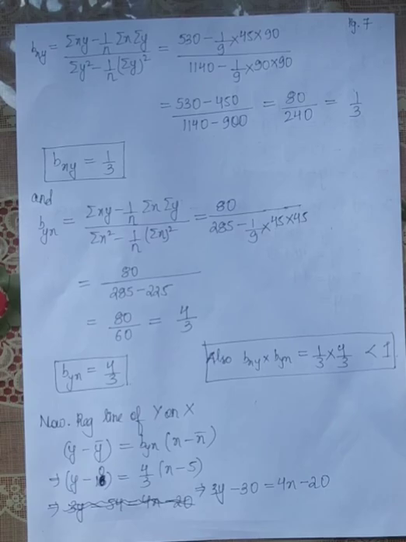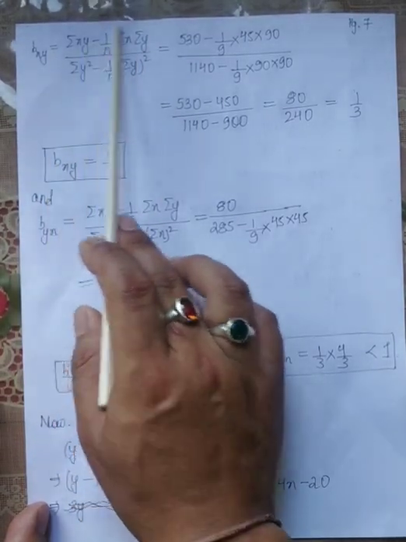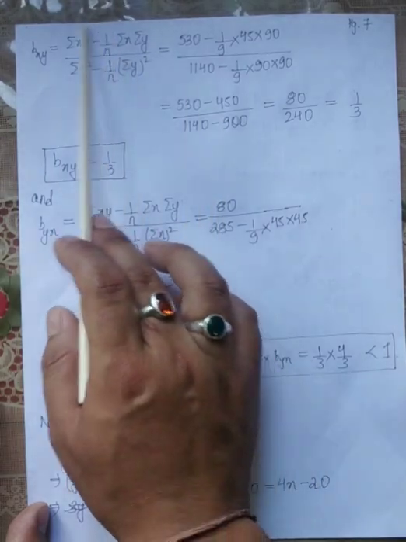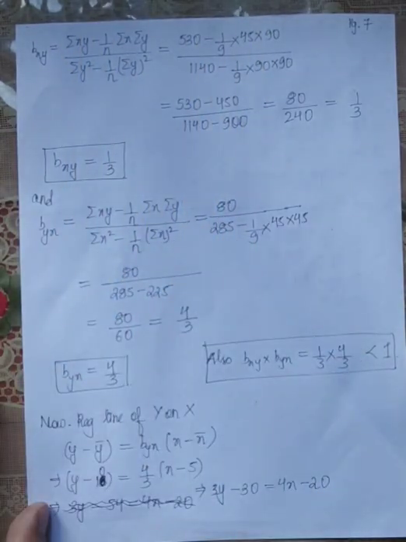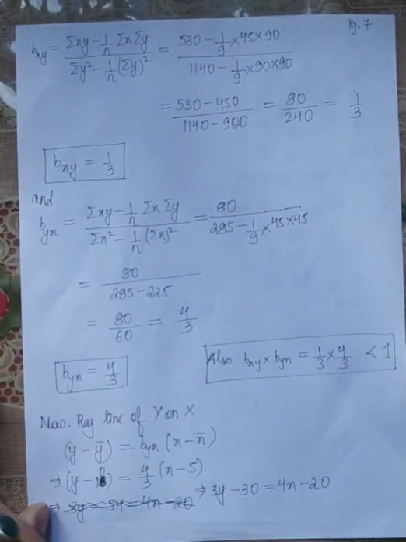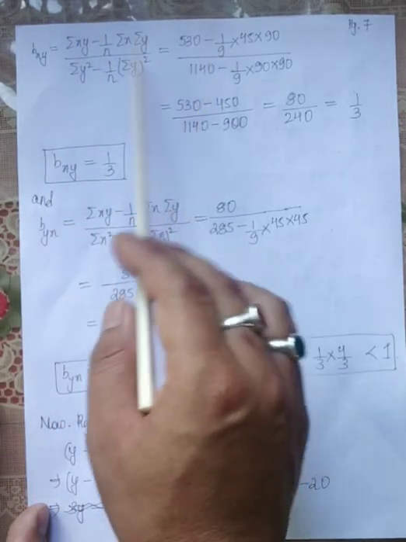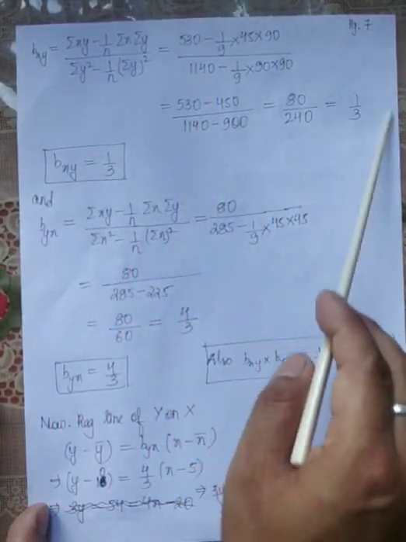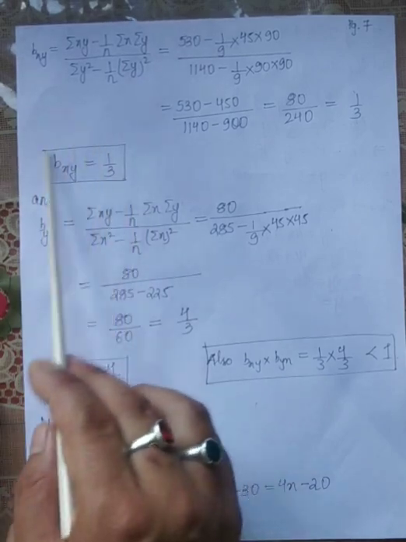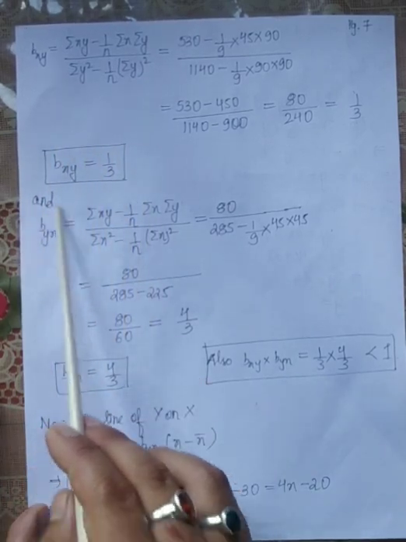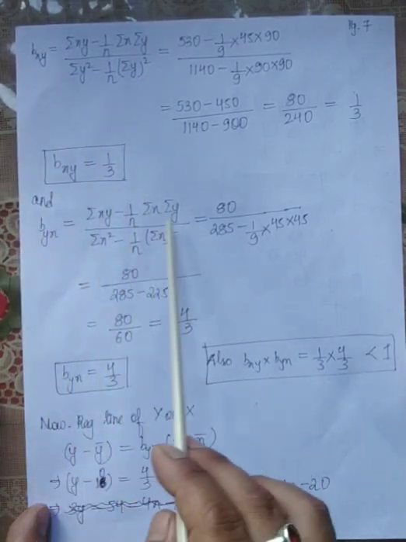Okay, so just looking at here, I hope you're clear with that. I have used the formula for bxy. So put the values accordingly from the table. What you got from the table, put the values out here, and then you can find the value for bxy, which is 1 by 3. Similarly for byx, use the formula. Again, put the values from the table.